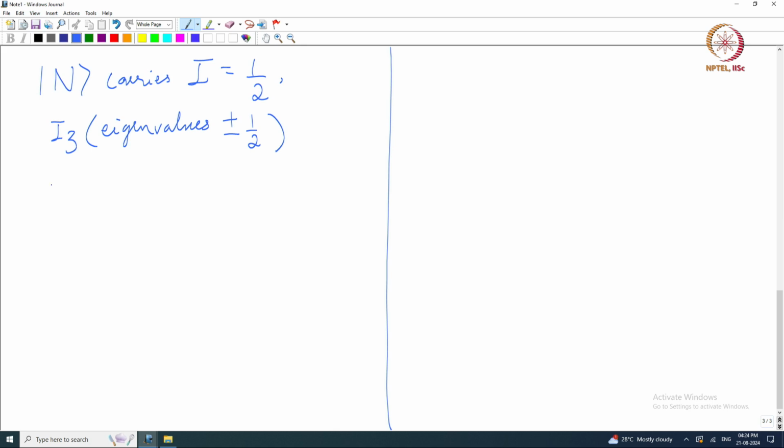So, if that were the case, I can write the proton state in the usual spin notation. I can now assign the proton an I3 of half. So, this is I, this is I3, and then I can assign the neutron an I3 of minus half, because again this is I and this is I3. All right. So, this is the operator.